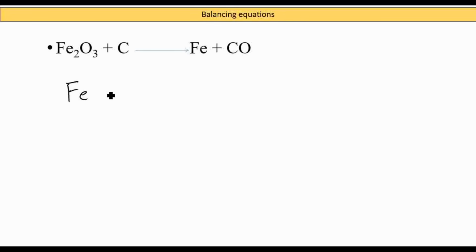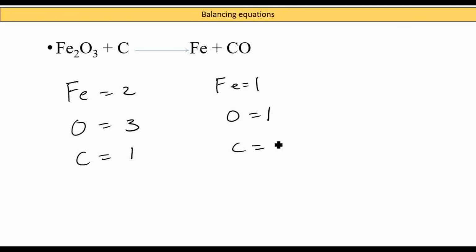So Fe is 2. Fe is 1 on that side, and oxygen is 3. Oxygen is 1 on that side, carbon is 1, and carbon is 1 on that side. So straight away, I see that I have 2 here and I have 1 here. Alright, good. So what can we do? Let's try 2. Notice I said try. So let's put a 2 in front there.